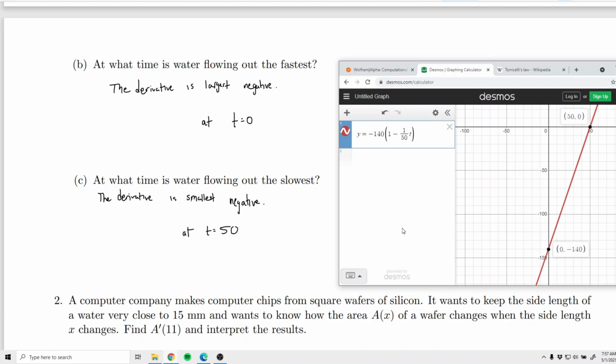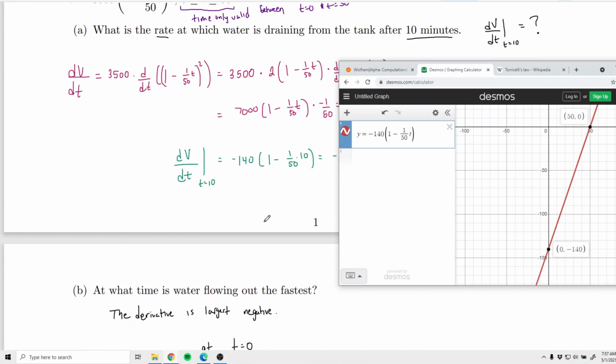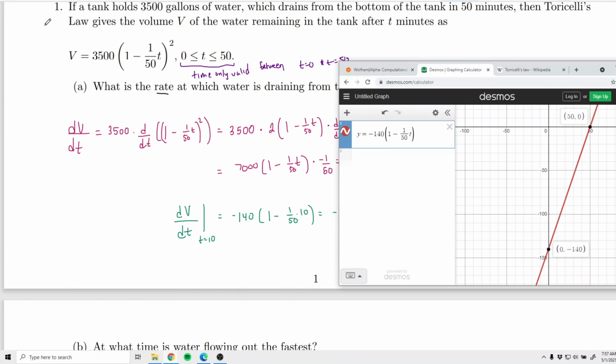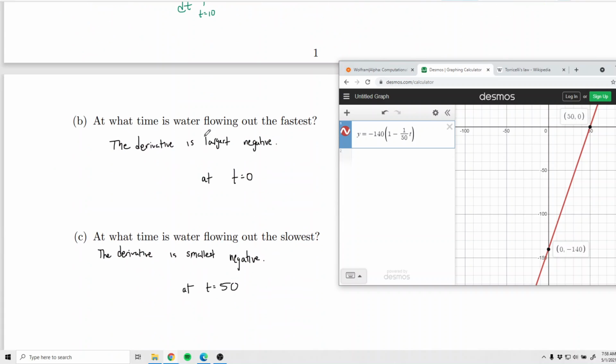So it's pushing harder. But it could also make perfect sense because at least at the end when there is no water, that has to be the slowest. So it has to be t equals 50. But this is going to be true in general. So if you ever have water flowing out of the bottom of a tank, you have a formula like this. The only things that would change are the amount of gallons would change this number and the amount of time would change this number. The rest of your formula would stay the same. But the time which is coming out the fastest is always going to be at the beginning. The time which is coming out the slowest is always going to be at the end.